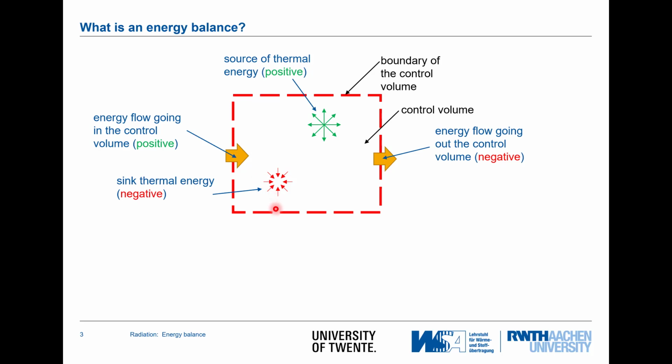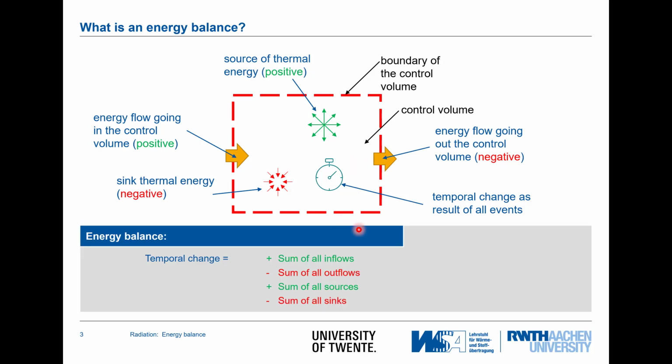Altogether, there may be, as a result, a temporal change, for example, of inner energy. If we put that together, then the cause is that the sum of all inflows minus the sum of all outflows plus the sum of all sources minus the sum of all sinks is non-zero, and that's then the cause. And in this case, we may have as an effect the temporal change of, for example, inner energy.